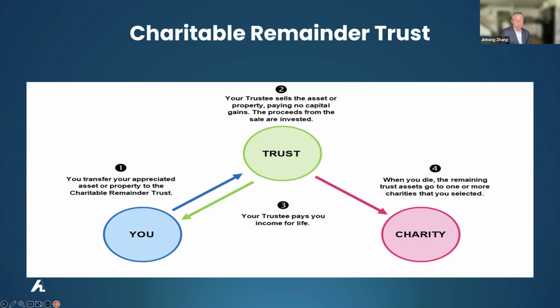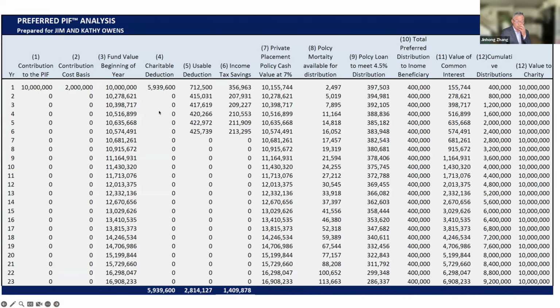So, for example, and this is a real case, we just changed the person's name. They have a real estate with a cost basis of $2 million, and the total sales price is $10 million. So you have an $8 million capital gain. Now you put it into a trust. The first thing is, now the trust is selling the property, so you do not have any capital gain. You don't have to pay any capital gain tax. This $8 million is totally exempt. So you save 20% of 8 million, which is 1.6 million.